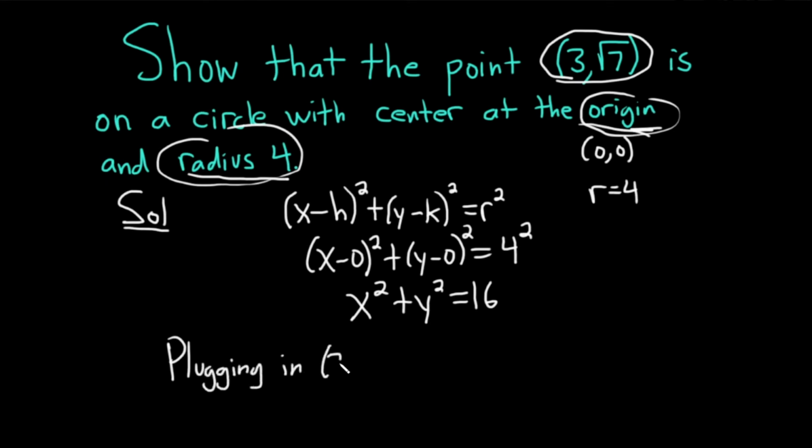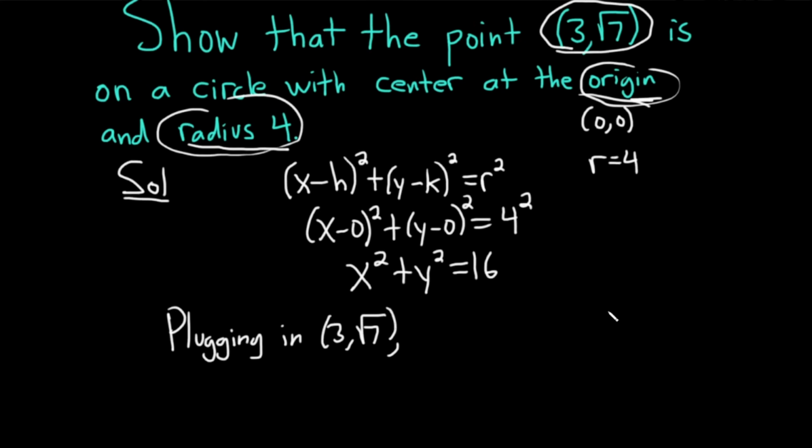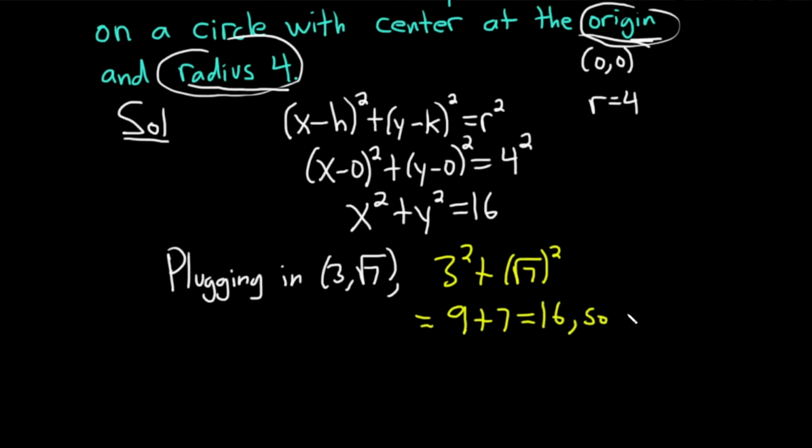So plugging in our point (3, square root of 7), we have, let's just switch colors to add to the epic impact of this super awesome problem. So we have 3 squared plus the square root of 7 squared, and that's going to be equal to 9 plus 7, which is 16. So this shows that the point is on the circle.